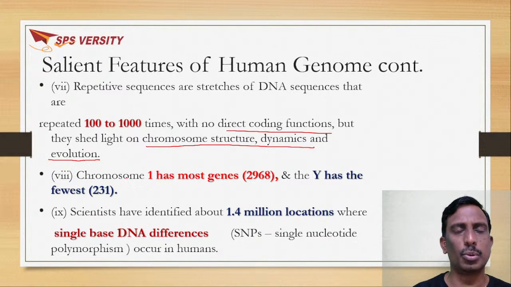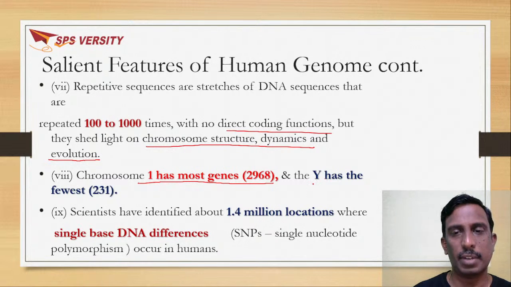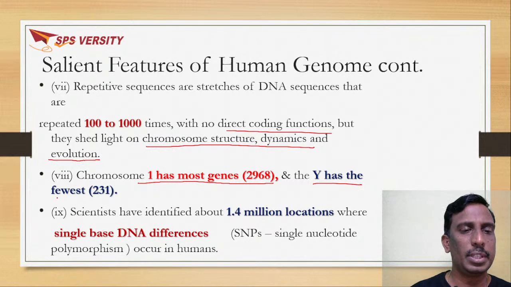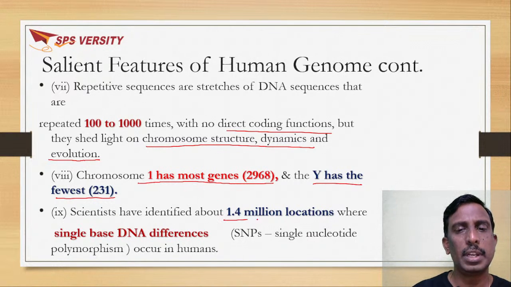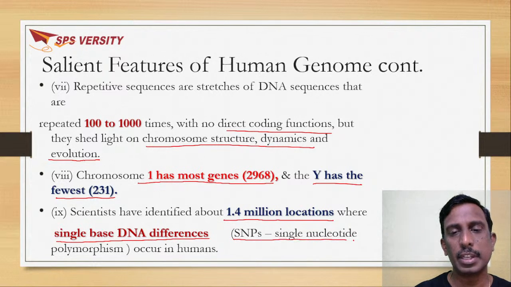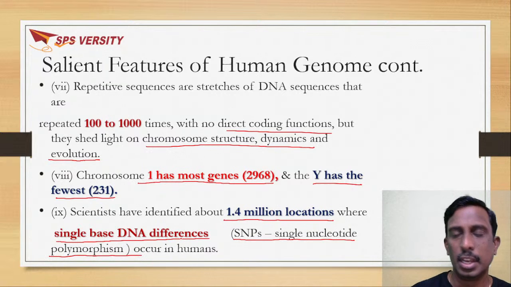And in these chromosomes, chromosome 1 has the most genes, that is 2968, and Y has the fewest genes, that is 231. And there are about 1.4 million locations where there are single base DNA differences, which is called SNP, single nucleotide polymorphism, which occur in humans.